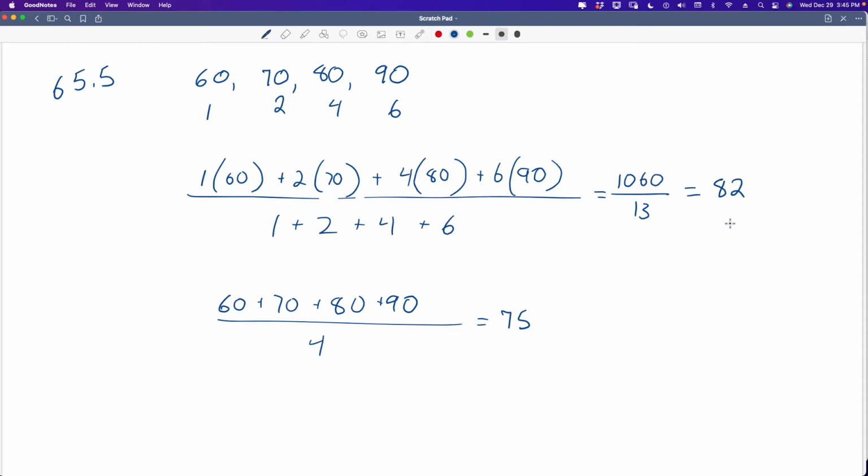That is why we weight those scores, to better reflect what the effort in each category is worth, and also to give you your best average possible. That's why we do that. That's why weighting is so important.